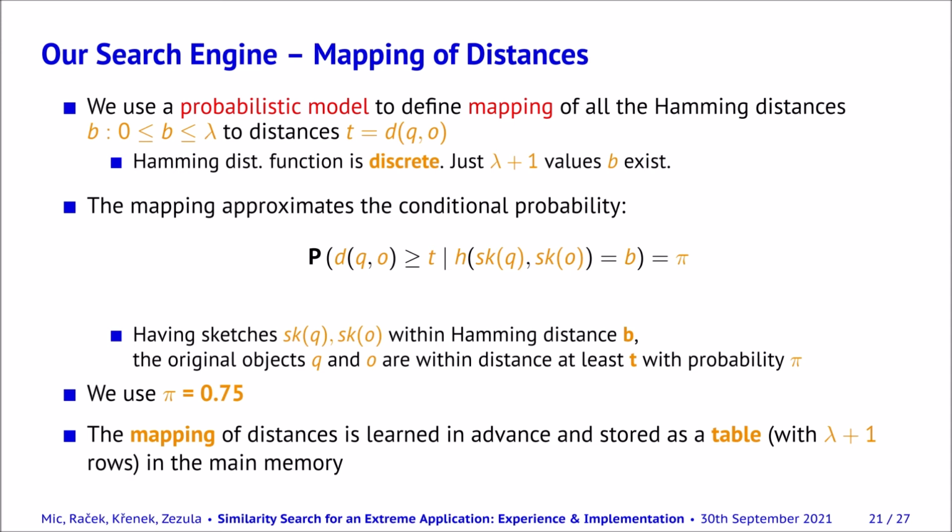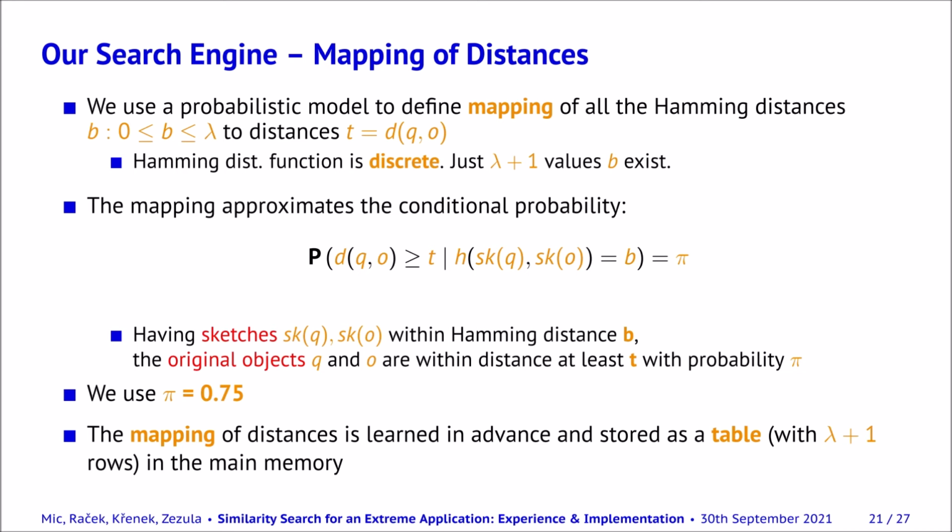Since the Hamming space is discrete, this mapping is a table of lambda plus 1 rows, where lambda is the length of sketches. Our model roughly estimates this conditional probability. Having sketches made by the GHP50 sketching technique that are within the Hamming distance B, then the original distance is at least t with the probability p.